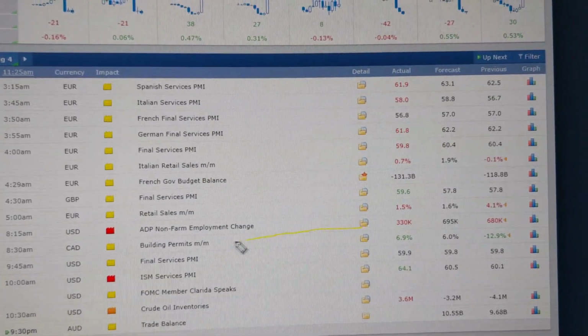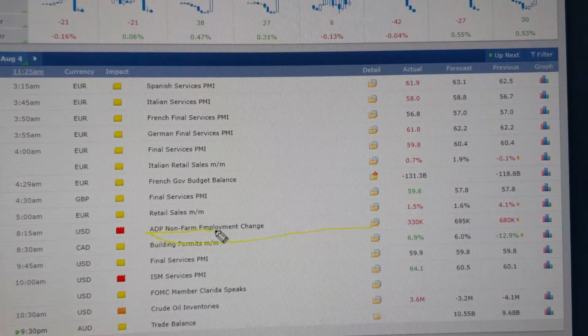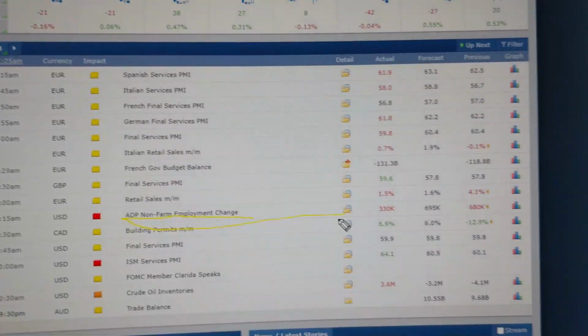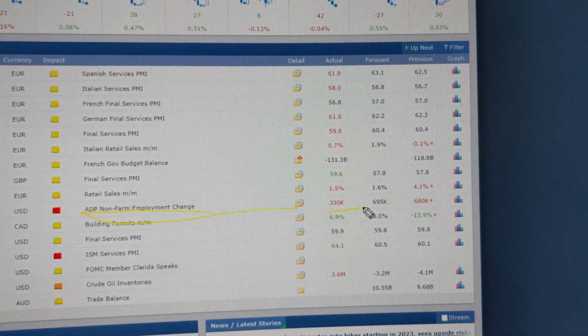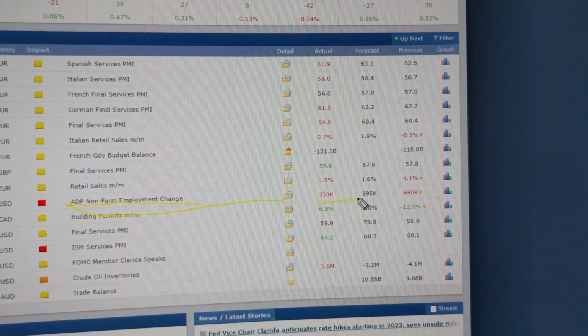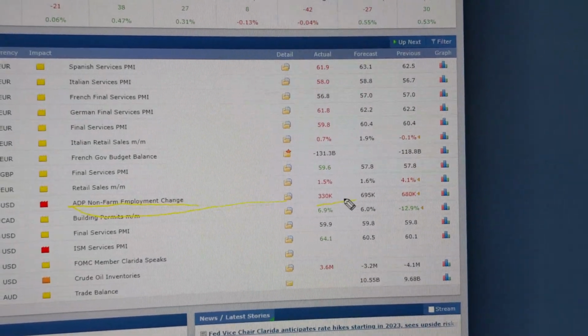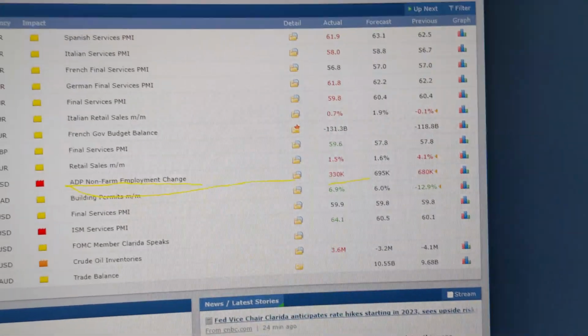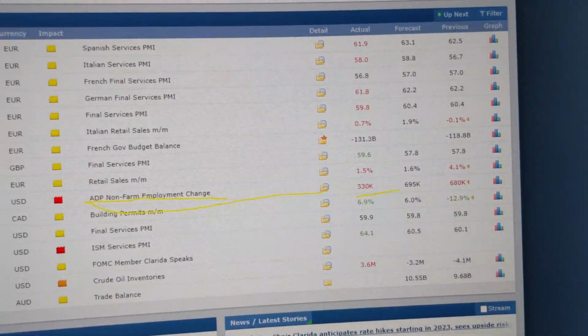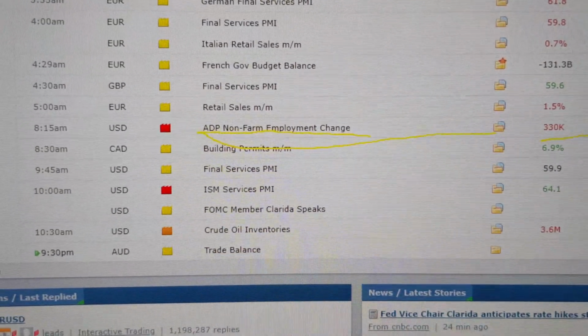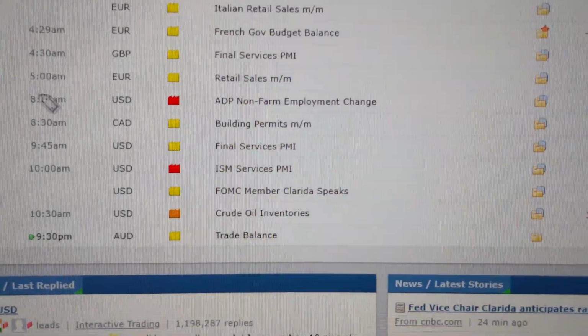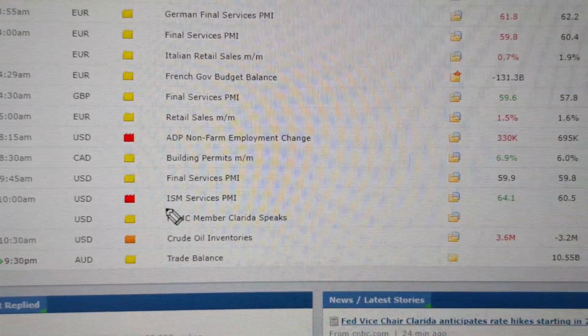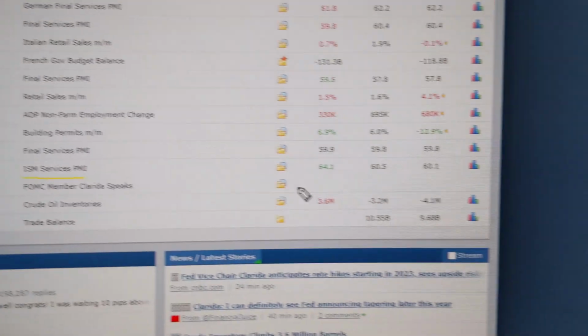So this is the ADP non-farm payroll change. This was basically about 50% less than estimated. So not great numbers, and that's what caused the big push up on gold. And then there was a huge recovery on the USD after the PMI data.